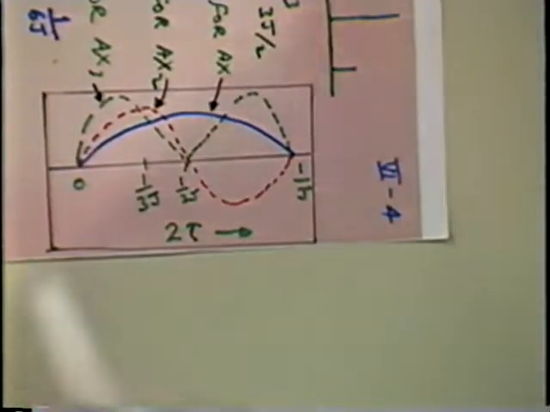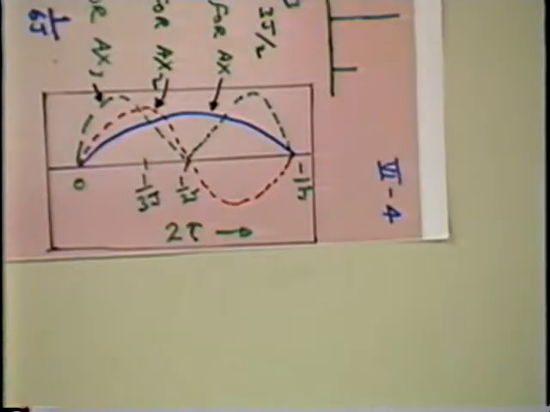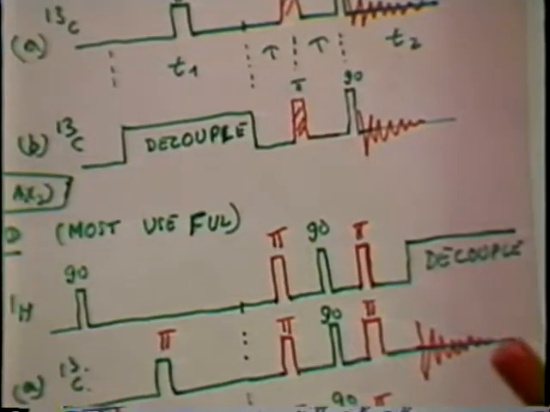And so with these delays, we can do what is called editing. We could also find out whether it's a CH group, CH2 group, or CH3 group, along with the chemical shift information. Okay.